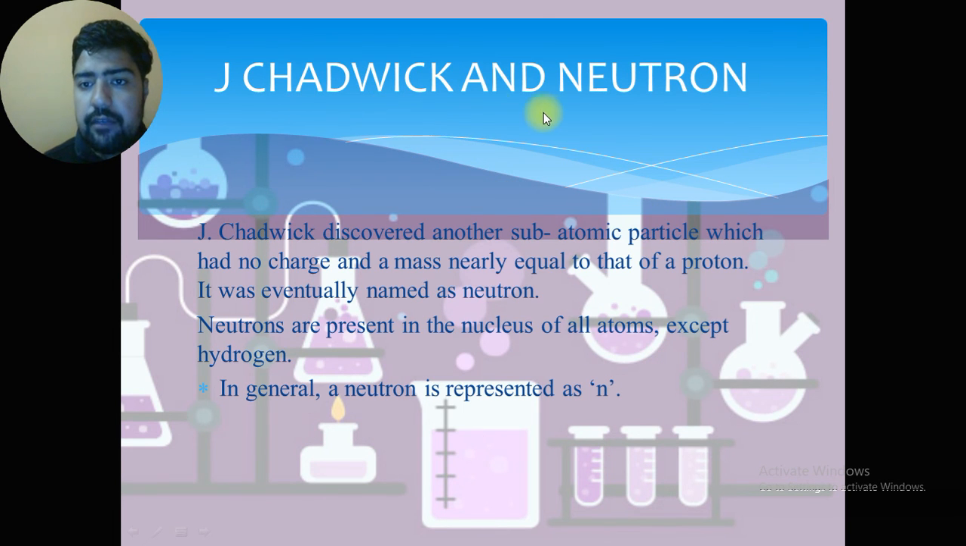Chadwick later discovered the neutron, and neutrons are present in the nucleus of all atoms, but not in hydrogen. He discovered this subatomic particle which had no charge and a mass nearly equal to that of a proton, and it was eventually named the neutron. So we have discussed that there is a nucleus in the atom, and there are electrons, protons, and neutrons. Neutron is not present in hydrogen; in the rest of the atoms it is present.